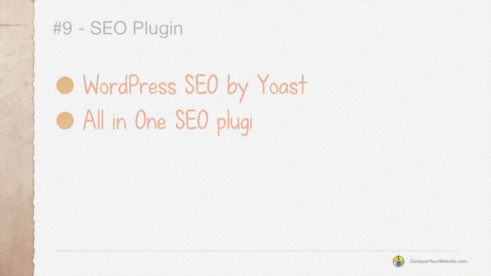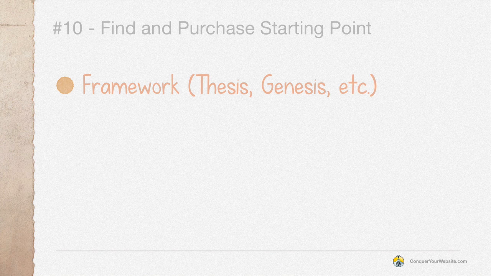The other one that's out there is called All-in-One SEO Plugin. So you can use either one of those depending on your preferences, but I like the WordPress SEO by Yoast. So those are kind of the things that I like to do when I'm getting set up. I will go through and set up all of these plugins and different things, and then finally, now I'm ready to find and purchase the starting point.